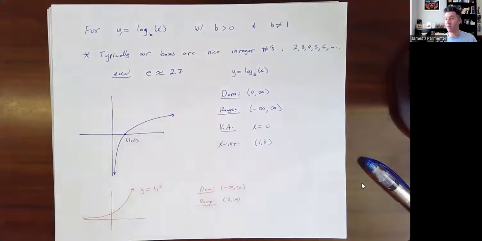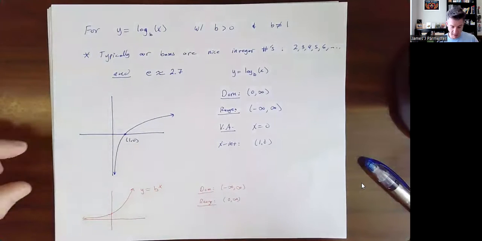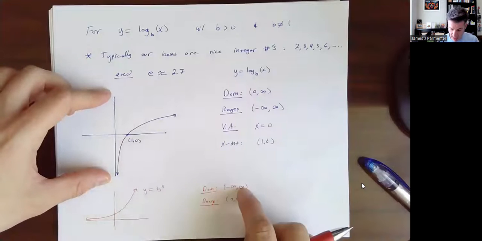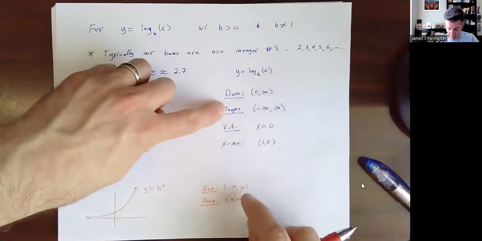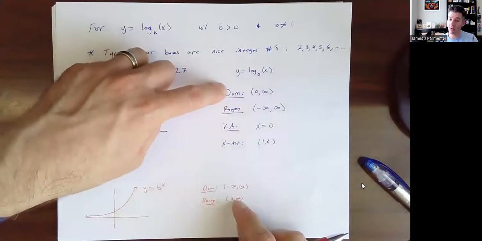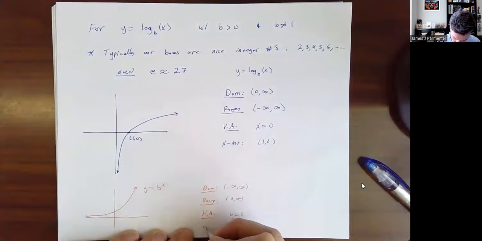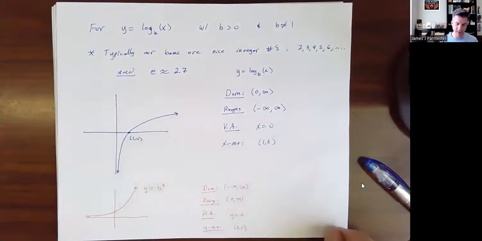Inverse functions have this special quality that their domain and range are interchanged. If this is my function and this is its inverse, or vice versa, the domain here should equal the range there, and the range here should equal the domain there. Always true. And then my horizontal asymptote is y equals 0. My y-intercept is (0, 1). So all these things have interchanged their roles, which is kind of great.